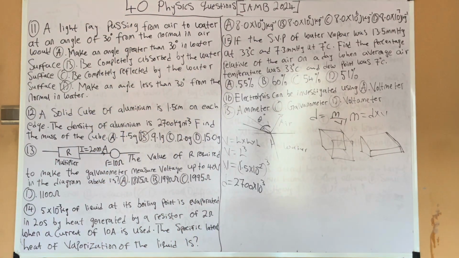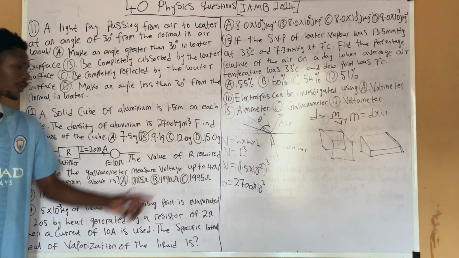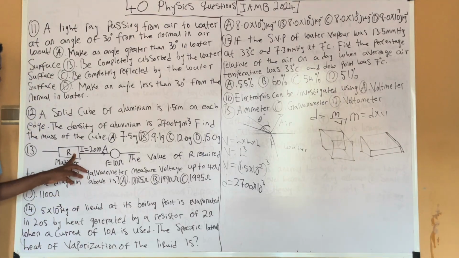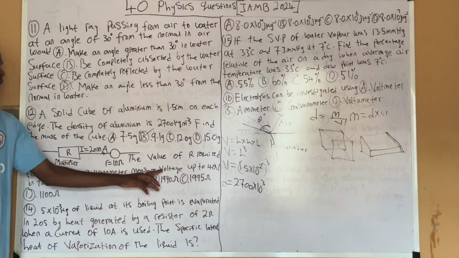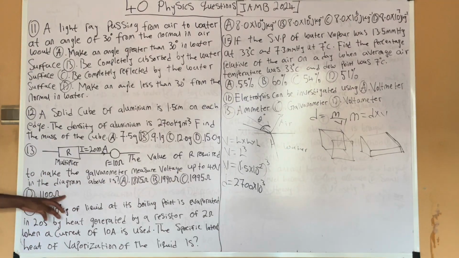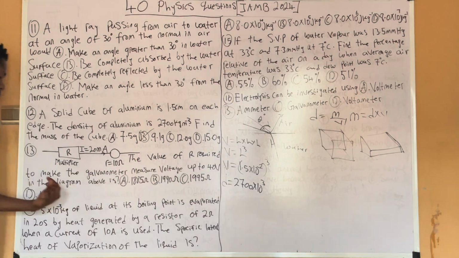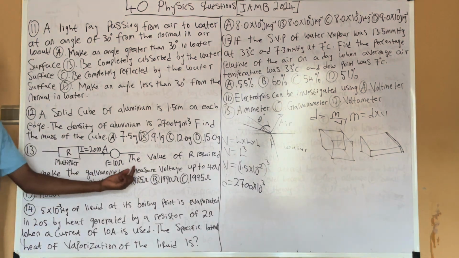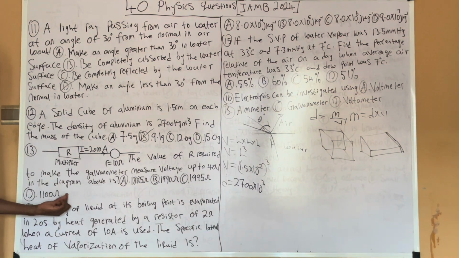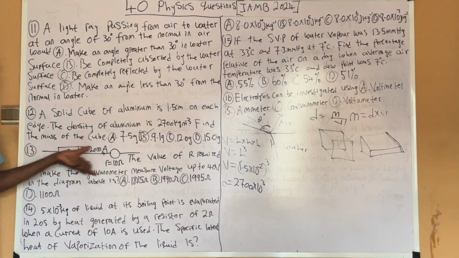Now, question 13 says, the value of R, where R represents a resistor, required to make the galvanometer measure voltage up to 40 volts in the diagram above is... Now here is the diagram.